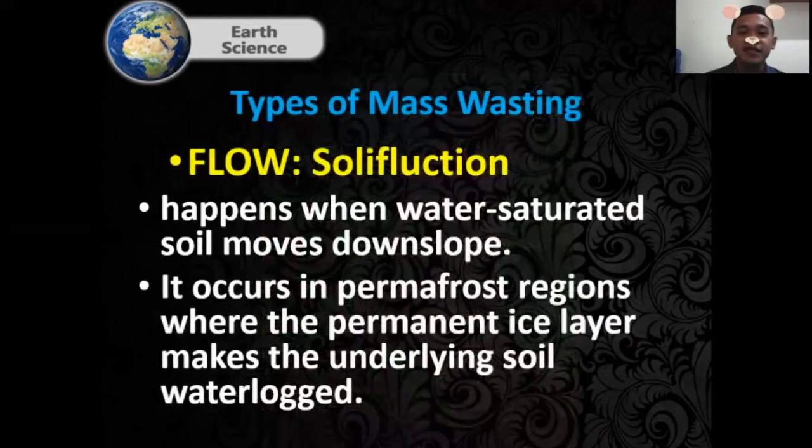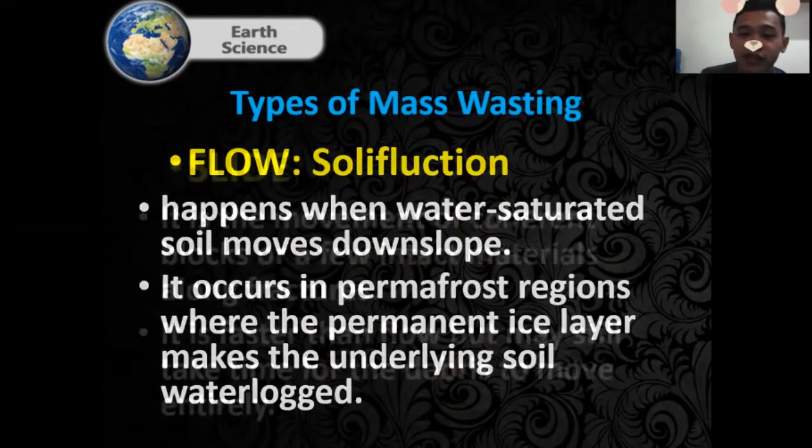Alright? Next, solifluction naman po happens when water-saturated soil moves downslope. It occurs in permafrost regions where the permanent ice layer makes the underlying soil waterlogged. No? So, tungkol sa permafrost, ang ice na lang sa ilalom, ay nasa ibabaw, no? Nakabalot siya sa ice in a certain area, then what will happen, na nagkaroon ng tubig sa ilalim, and mo-slide na siya. Ito na solifluction natin. Okay?